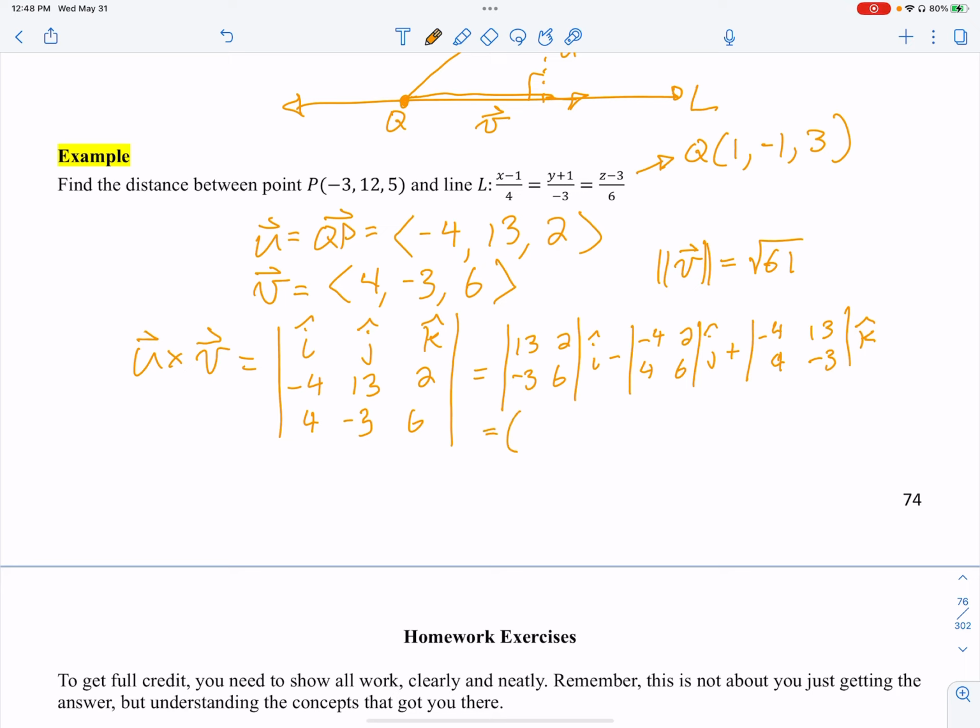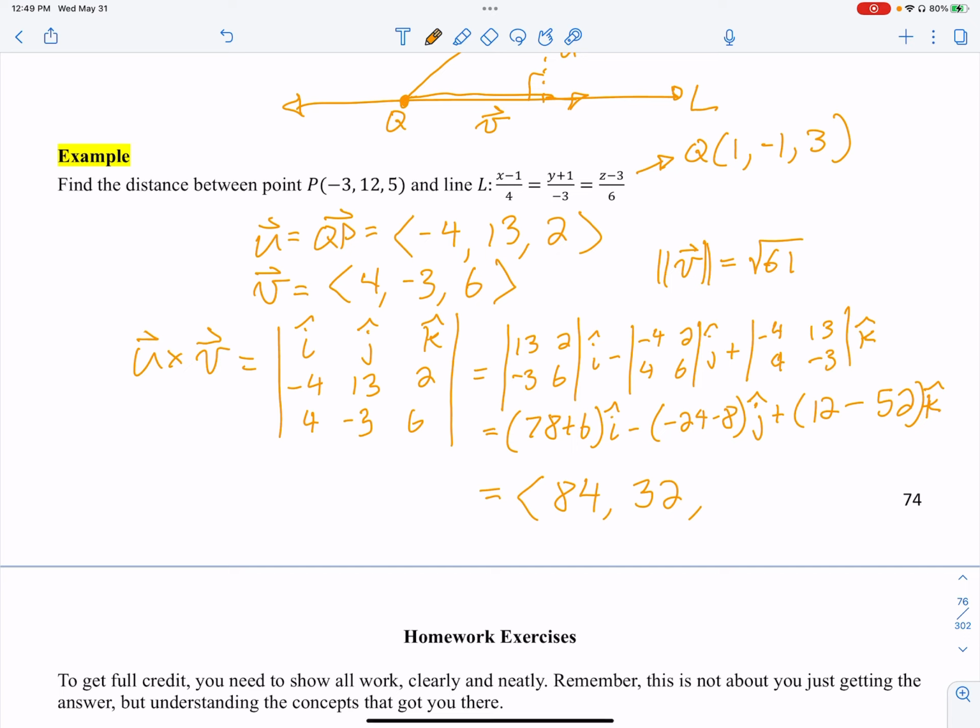Okay, now we multiply. 13 times 6 is 78, plus 6i, minus -24 minus 8j, plus 12, minus 4 times 13 is 40, plus 12 was just 52k. And then we have our vector here, that is 84, positive 32, and then 40, -40. All right, so that is that thing.